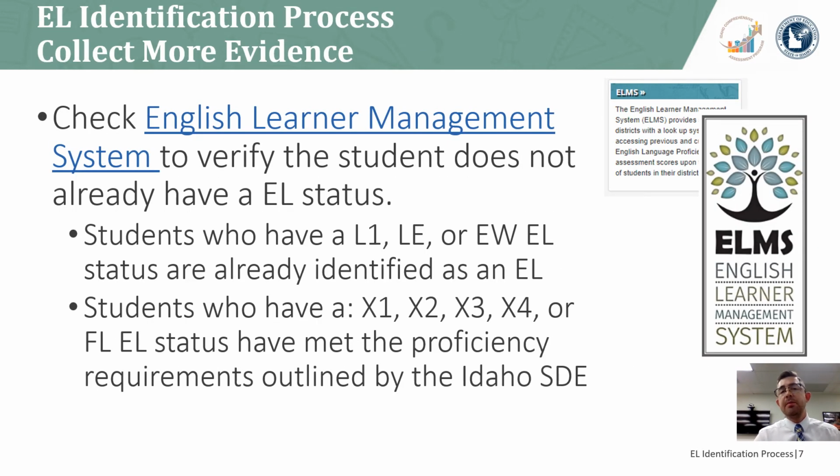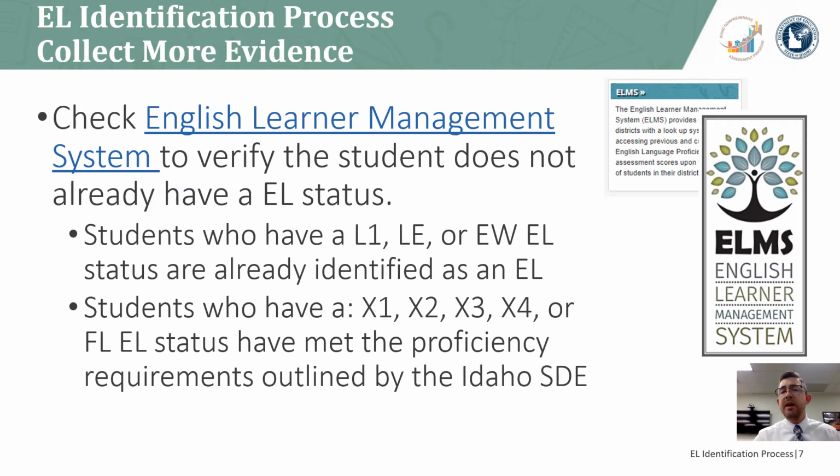The next step after the Home Language Survey is given and a language other than English is a response given by the parent or guardian is to check the English Learner Management System to verify that the incoming student does not already have an EL status in Idaho. If a student has an EL status of EL1, EE, or EW, the student is already identified as an EL. If this is the case, they should be placed into the district's Language Instructional Educational Program, or LIEP.